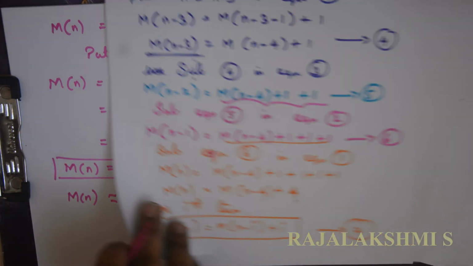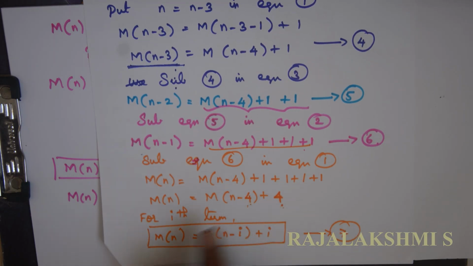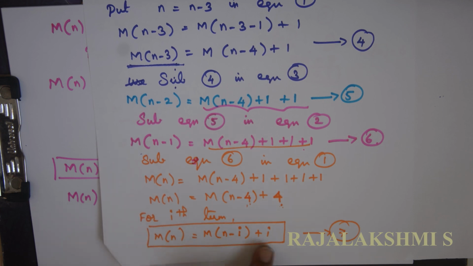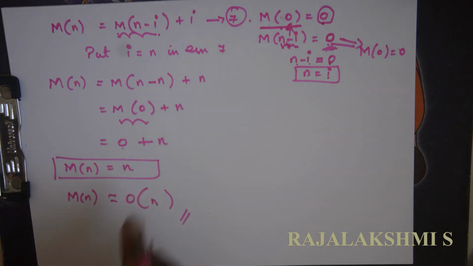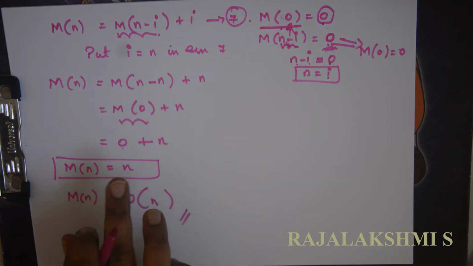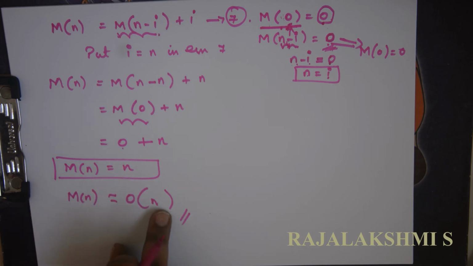So one thing we should remember that after doing backward substitution, we should form a generic equation. So in this generic equation we should reduce this recursive part into a base case. So then only we can get a polynomial. So this is a polynomial, and from this polynomial we can say the time complexity as order of n.